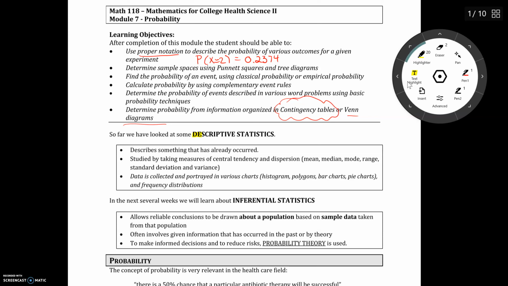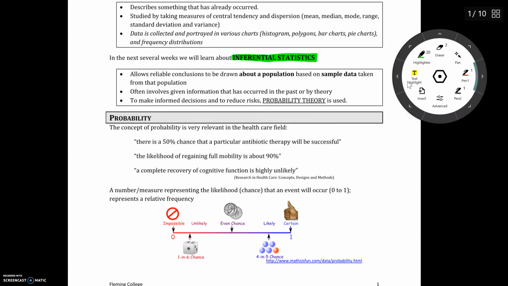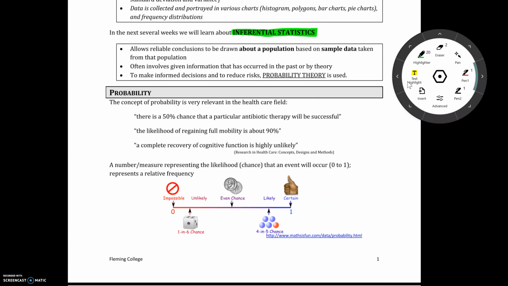The reason why we're doing this is it's leading into the next part of our course. We just finished a unit on descriptive statistics, which are ways of describing things that have already happened. And the next thing we're going to be doing is talking about inferential statistics, trying to draw predictions, make comments on how likely something is to happen in the future. So that's what probability is all about.